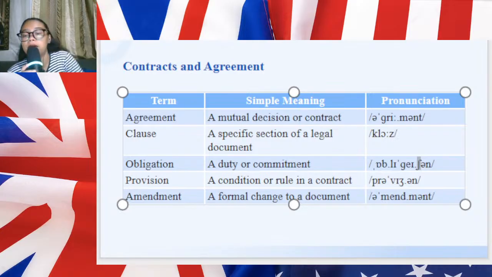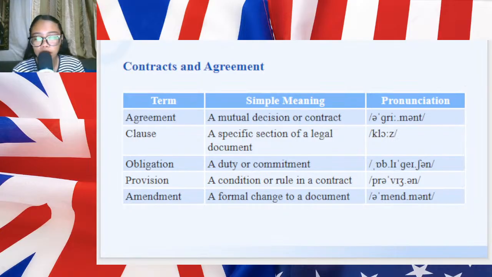Again, obligation. All right. Fourth term, provision. Again, provision. This is a condition or rule in the contract. It is a specific condition, a stipulation, a term or rule that is included in a contract, a statute, or other legal document to govern a particular aspect of the agreement or law. It adds detail and specificity to legal documents, outlining particular requirements, rights, limitations, or procedures. They ensure that all parties understand their specific roles and responsibilities in various scenarios.